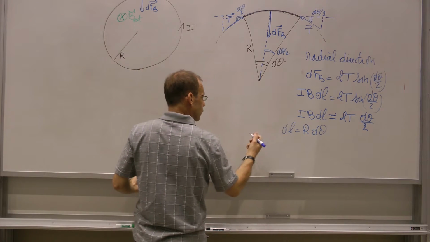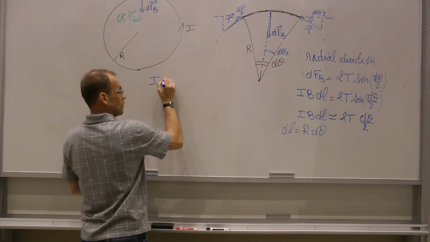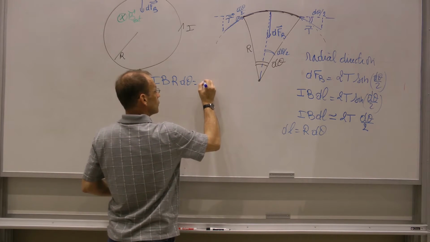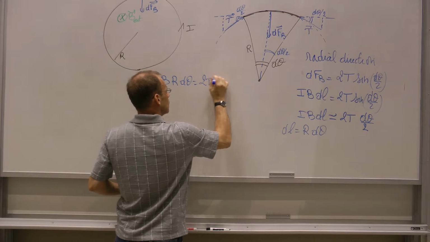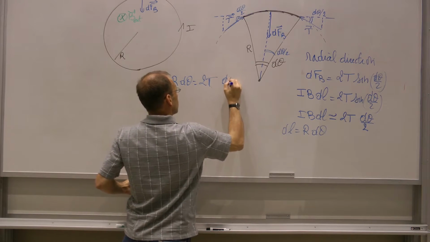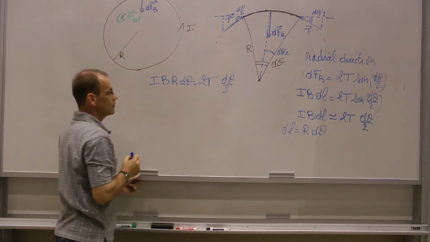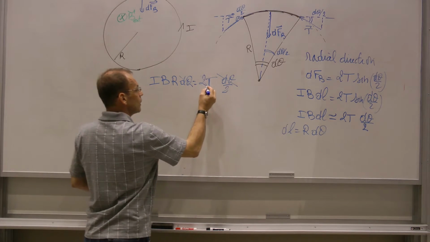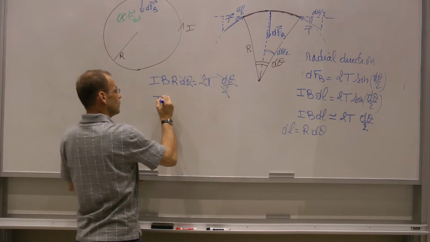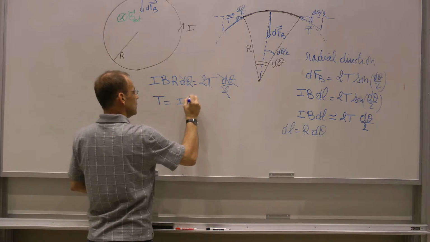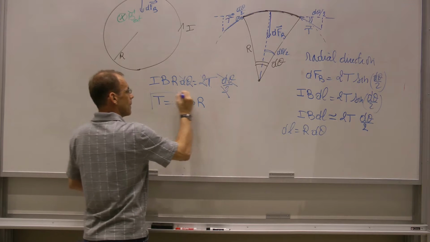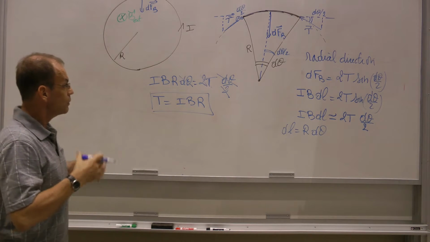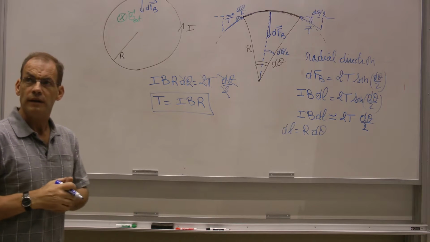So rewriting everything in the same expression, IB dl, which is r d theta, is equal to 2T d theta over 2. And notice that d theta cancels out. We don't even have an integral to go through. The 2 cancels out, and we're left directly with T equals IBr. Here's the amount of force that is present inside the loop due to the presence of the magnetic field.